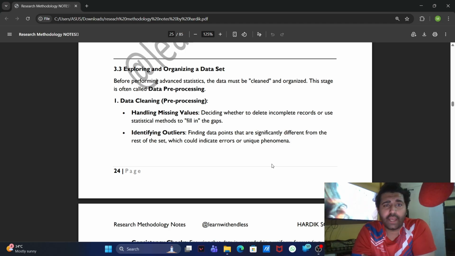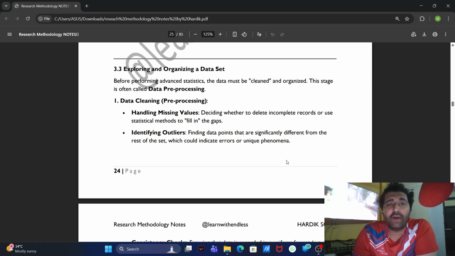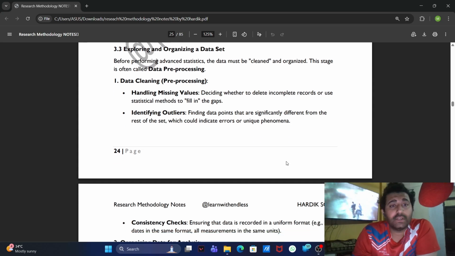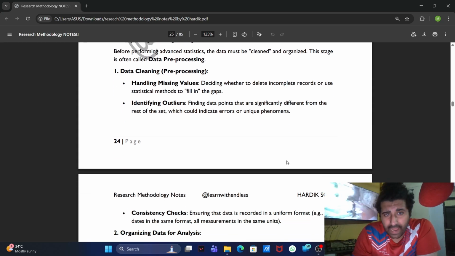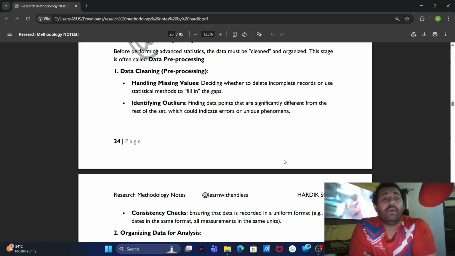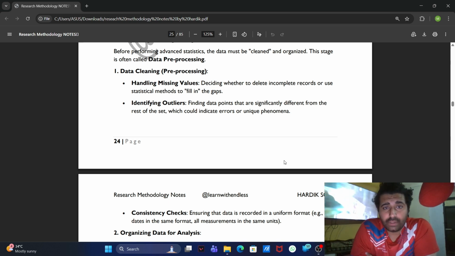Next topic, exploring and organizing a data set. Before performing advanced statistics, the data must be cleaned and organized. This stage is often called data cleaning or data preprocessing. Handling missing values, identifying outliers, consistency. Let's go through them one by one. Handling missing values: deciding whether to delete incomplete records or use statistical methods to fill in the gaps.